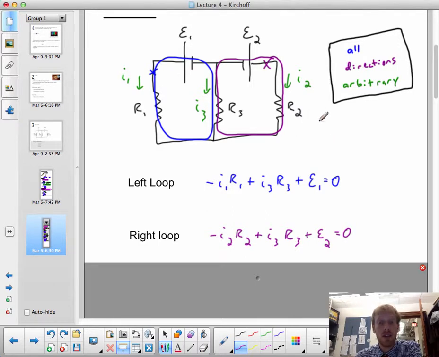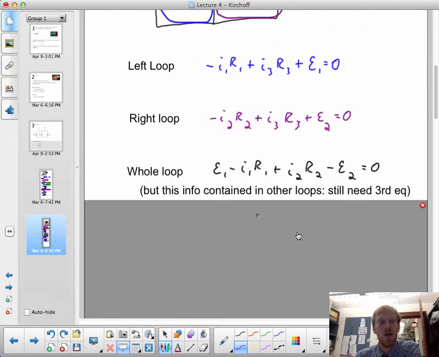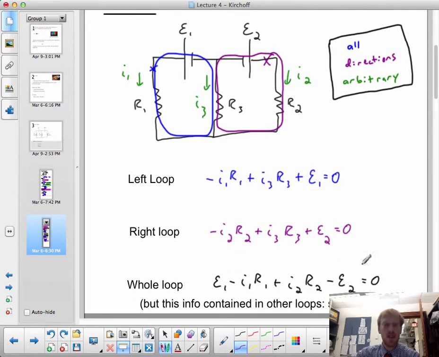So I need a third equation. Three unknowns need three equations. You might think you get your third equation from taking the whole loop and walking all the way around it, but that is not true. This equation is the same as the first equation minus the second equation. You can verify that's true if you want. But this does not contain new information about the three unknown currents.